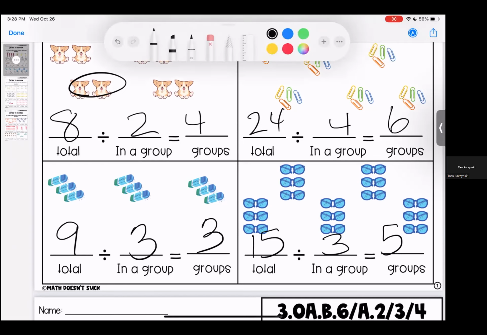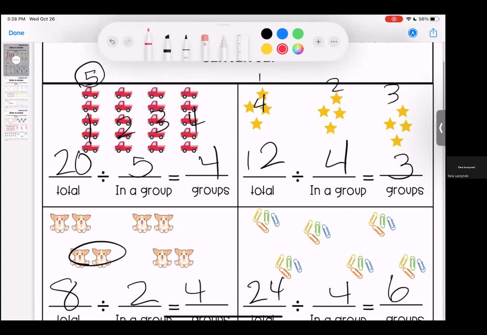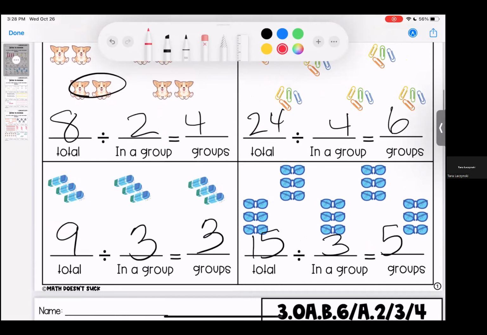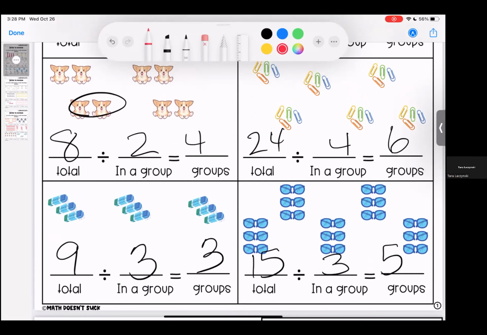Now notice that we have a connection here. Because if I think of these like multiplication, 4 times 5 gives me 20. 3 times 4 gives me 12. Remember that multiplication and division go hand in hand because we use one to find the other, right? So if we're dividing 20 divided by 5 and we're not sure of our answer, we can think to ourselves, 5 times what gives me 20? They're called inverse operations. We can use them to help us find our other missing piece.